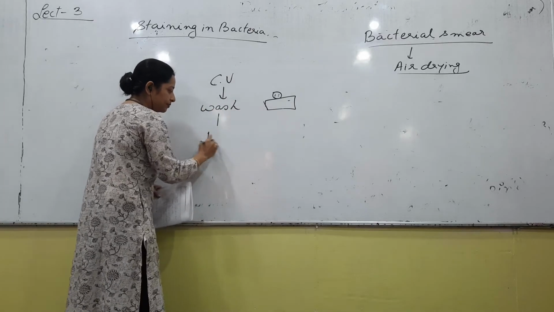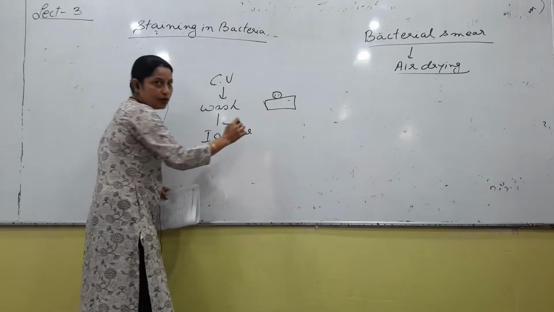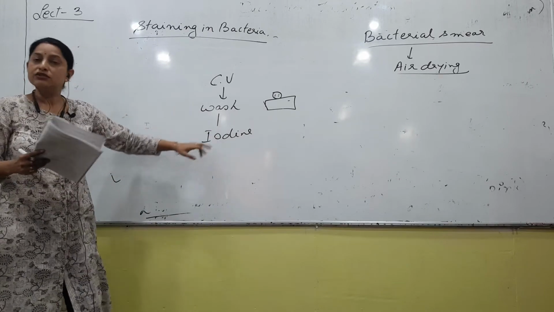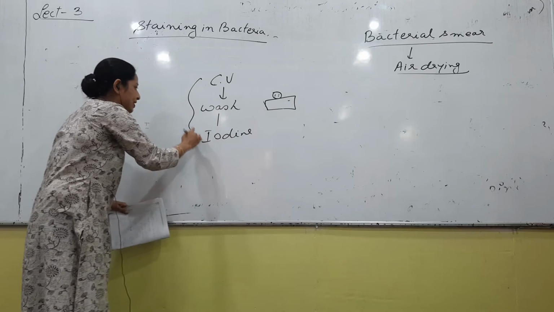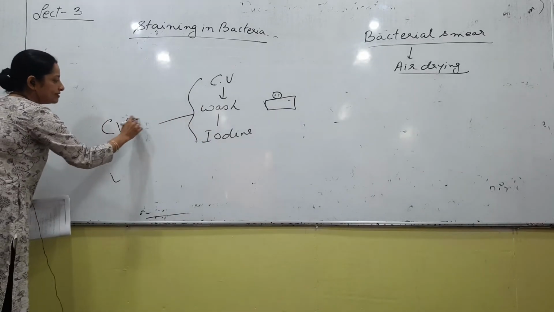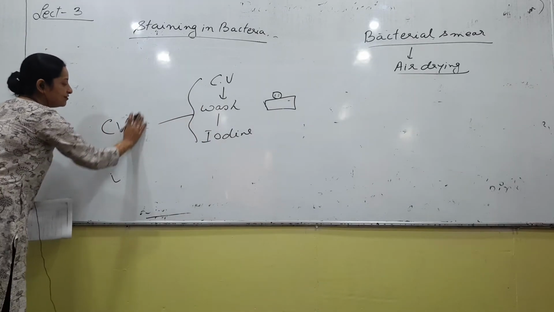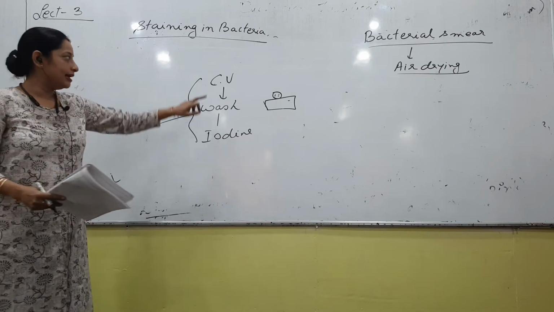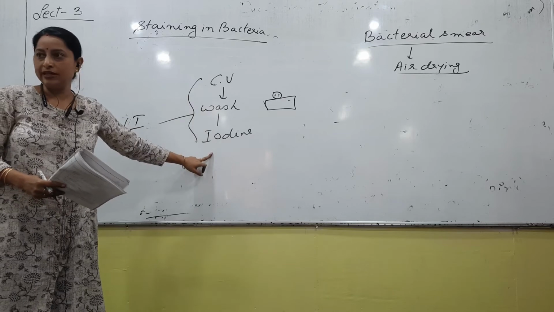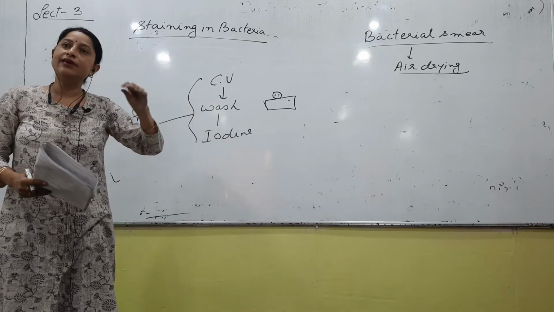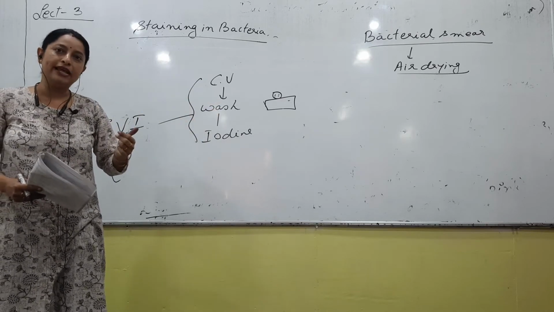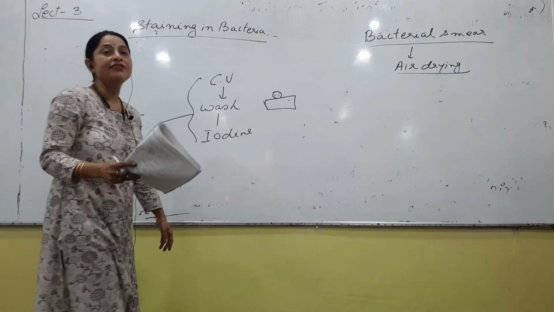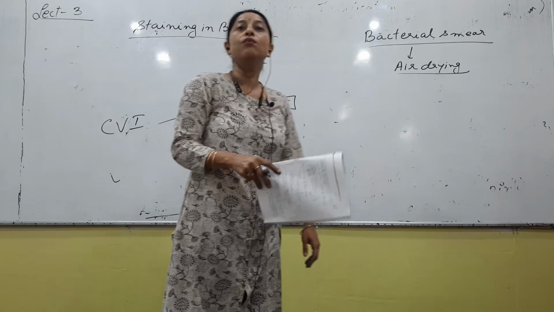wash, iodine, right? Since we have applied two types of stain, after this process they will form a complex that is called as CVI complex. The bacteria will have two colors, crystal violet one and iodine one. Since the two colors are together, we say it is a complex. And what is the name of the complex? CVI complex.